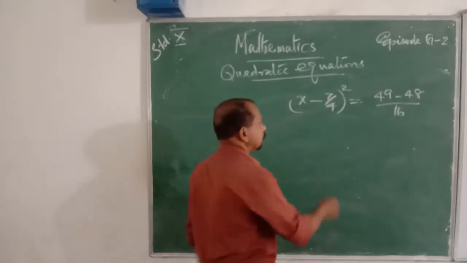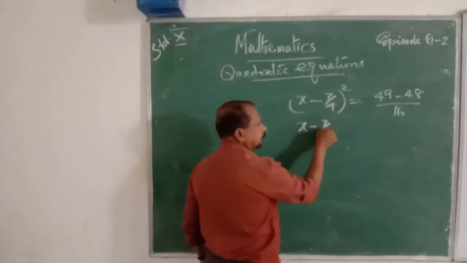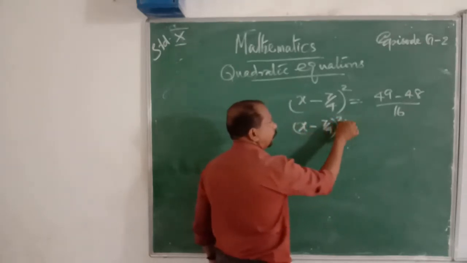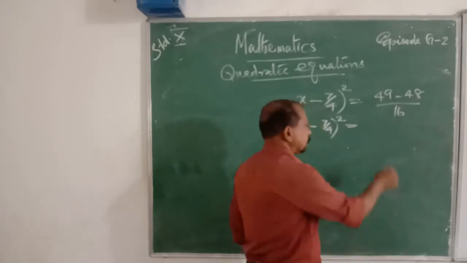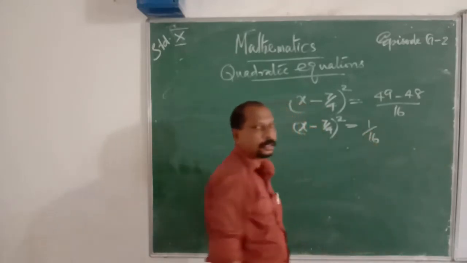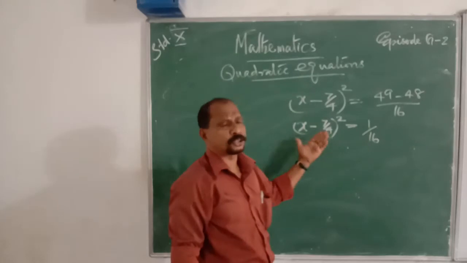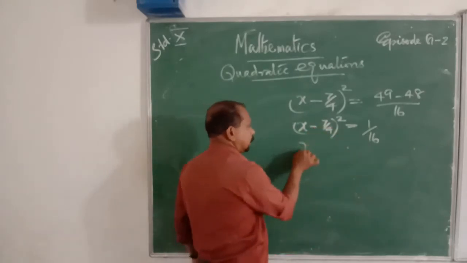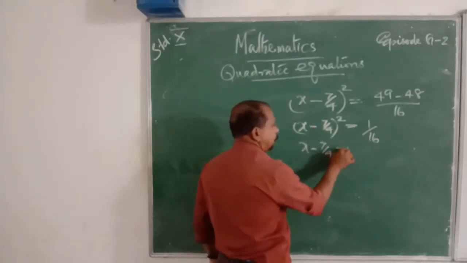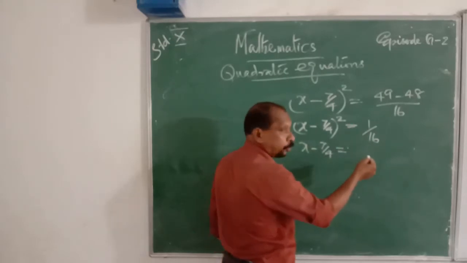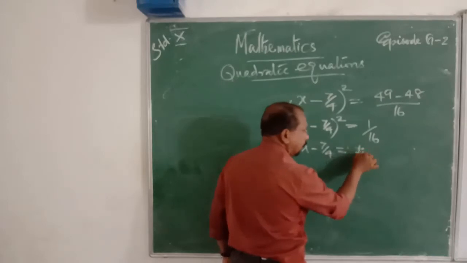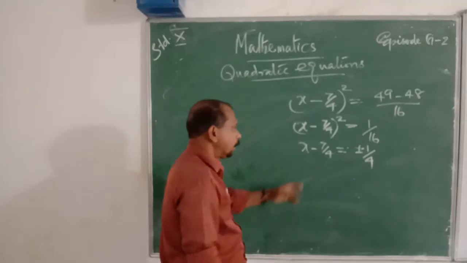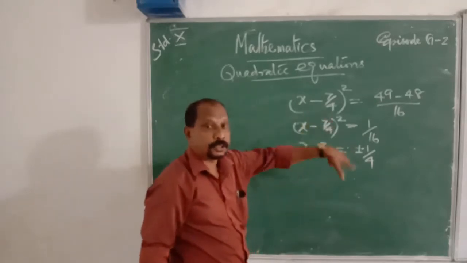That is, (x − 7/4) the whole square is equal to what? 49 minus 48, what is it? 1 by 16. Then the same process: take the square root on both sides. That is, x − 7/4 is equal to, for the square root there are two values, plus 1 and minus 1 by, the square root of 16 is 4. Shifting 7/4 to the right.